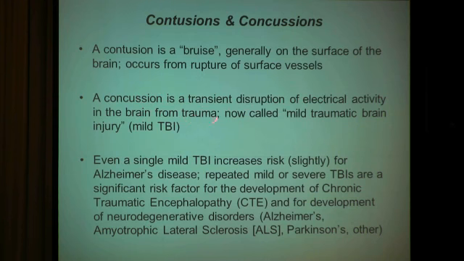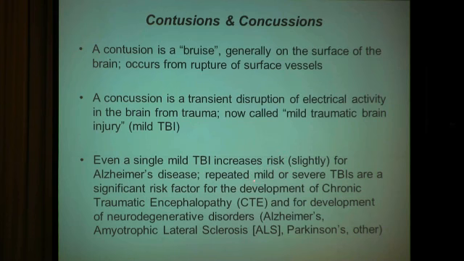A transient disruption from trauma. There is a new terminology being used: it is now called mild traumatic brain injury, and there's a reason for that. Even a single concussion where you don't lose consciousness is called a mild traumatic brain injury. Even a single mild TBI increases the risk for Alzheimer's disease. There's probably hardly a person in this room who hasn't had a concussion at one time or another. It's a tiny risk that it increases, but nonetheless it increases it.